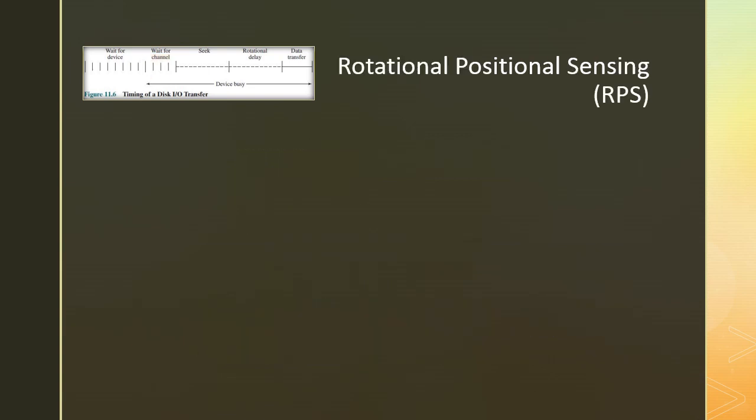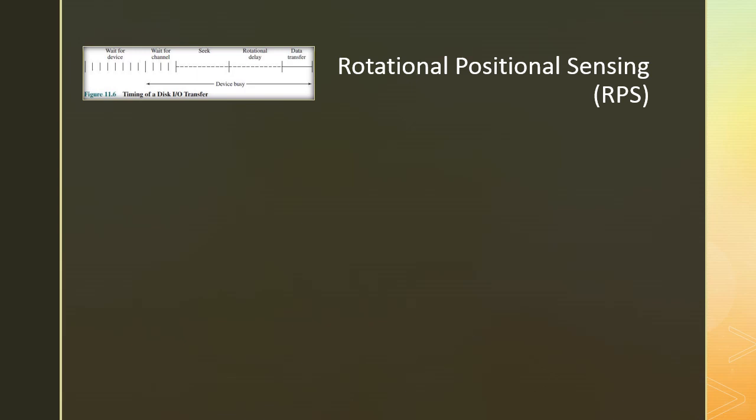In some high-end systems for servers, a technique known as rotational positional sensing or RPS is used. This works as follows. The process waits for the I/O device, which is the disk, to be available.